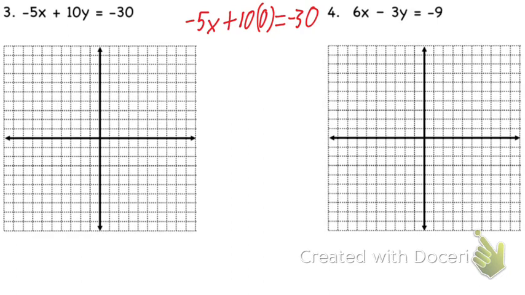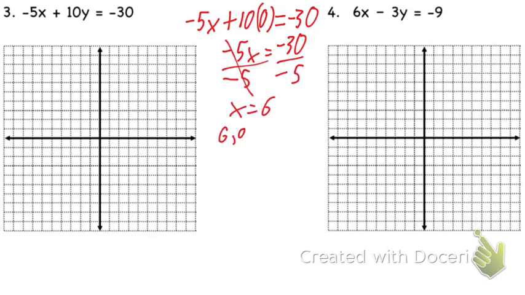So negative 5x plus 10 times 0 equals negative 30. Well, hey, Ellie, what is 10 times 0? 0. So do I need to put plus 0? Nah. Negative 5x equals negative 30. Well, Jaden, what do I do now? Divide by negative 5. Nailed it. And what does x equal, buddy? 6. So we have 6 comma 0 because the x is 6, the y is 0. So we go ahead and graph that.